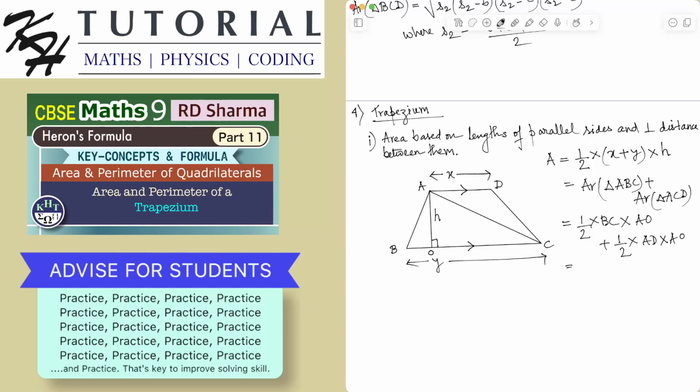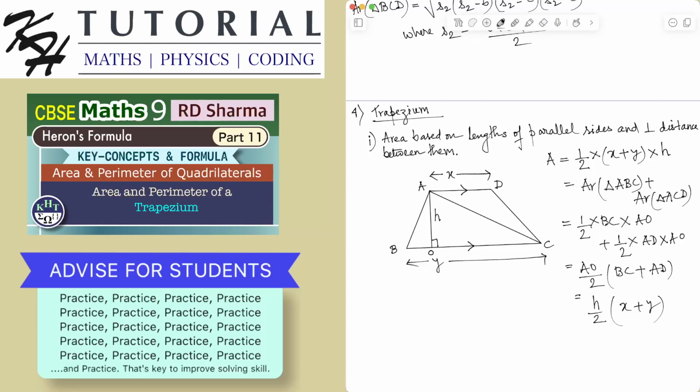If I take half AO, that is AO by 2, as common, I have AO by 2 multiplied by BC plus AD. Now AO is the altitude of the trapezium, which is h by 2, and BC and AD are the parallel sides of the trapezium, so it will be x plus y. So this is how we are getting the formula that the area of a trapezium whose length of parallel sides and altitude is given is equal to half into the product of the altitude and the sum of the parallel sides.